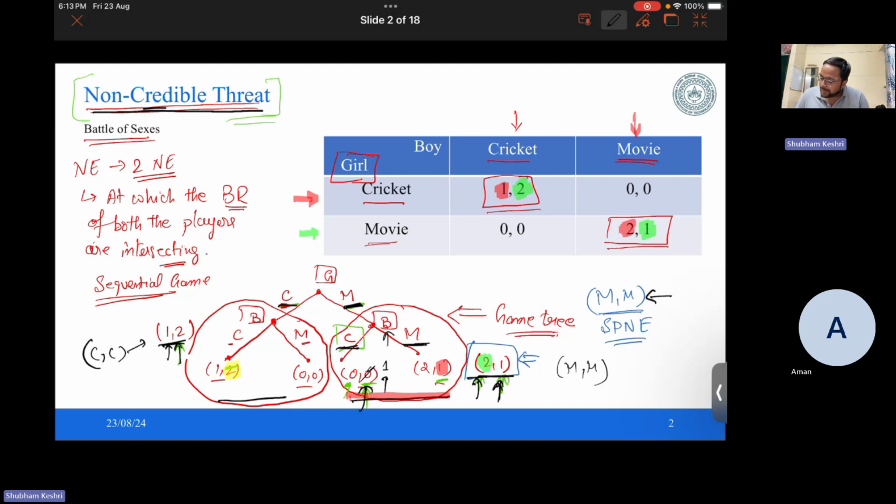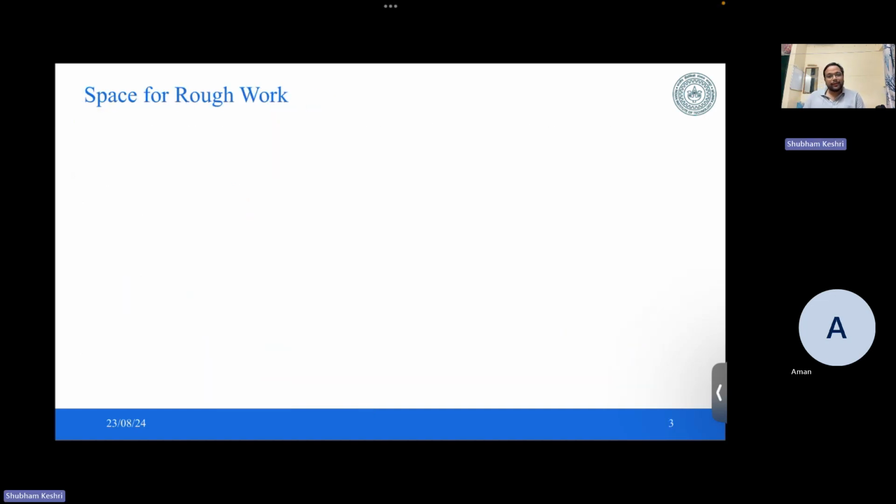Why? Because if you play movie, when I play movie, your utility is 1. But if you play cricket, when I play movie, your utility is 0. Right? Your utility is 0. Therefore, you will not play cricket, and your threat is not credible. All right, so this is the idea of non-credible threat. So we'll move forward. Do you have any doubt?